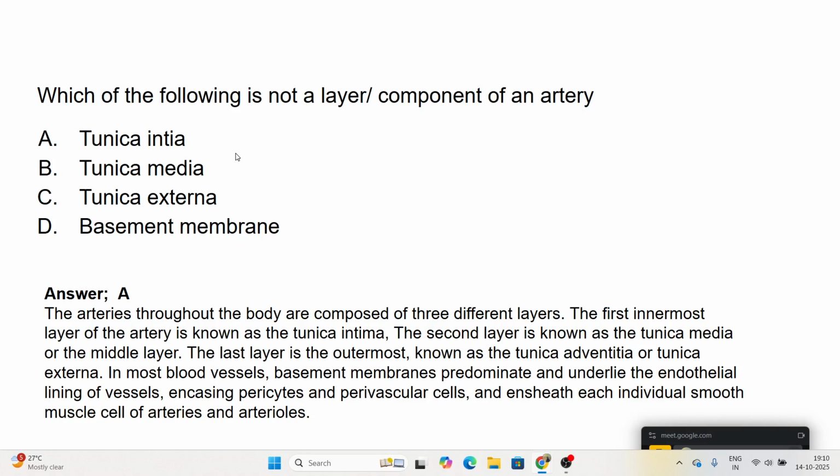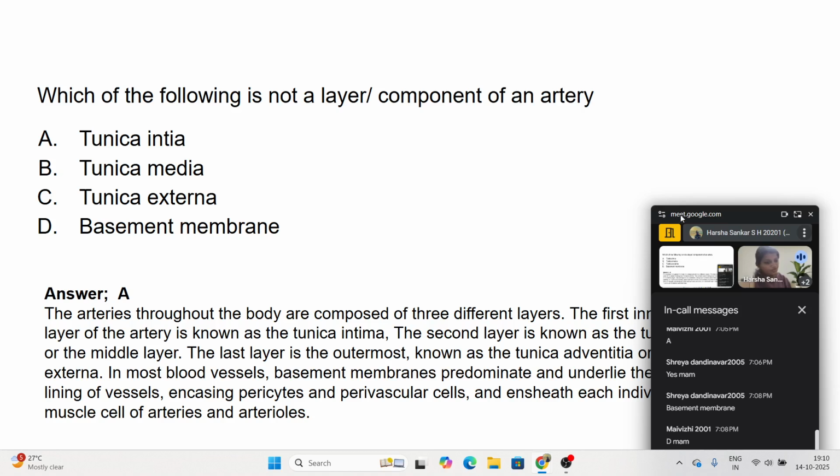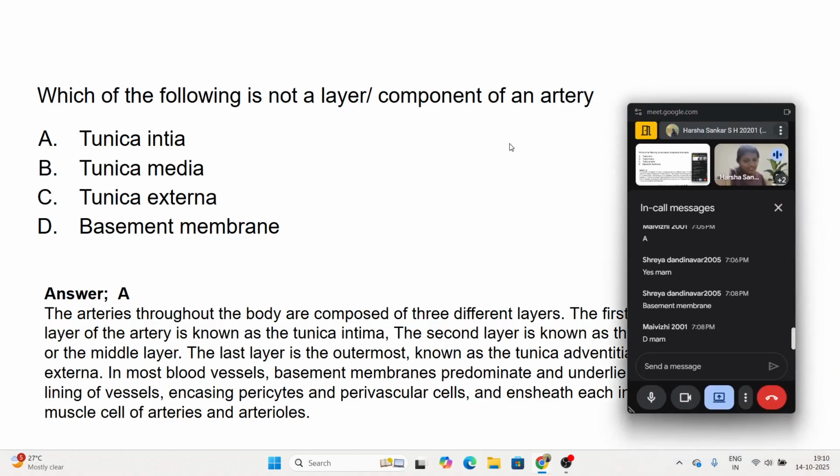In most blood vessels, basement membranes predominate and underlie the endothelial lining of vessels, encasing pericytes and perivascular cells and ensheathing each individual smooth muscle cell of arteries and arterioles. So definitely basement membranes are a part. Not a part is tunica initia, but tunica intima is a layer, not tunica initia. I hope you understood the correct answer. Do you guys require more discussion or is it understandable? Just one M was missing. That is only the difference. But if M is not there, then that is not the correct layer.